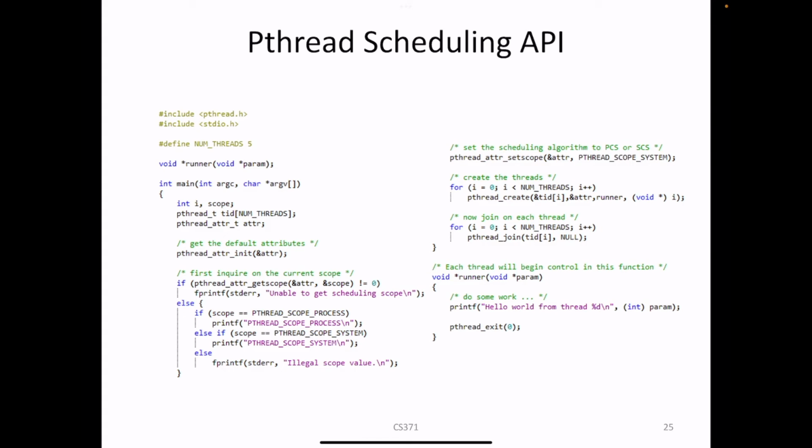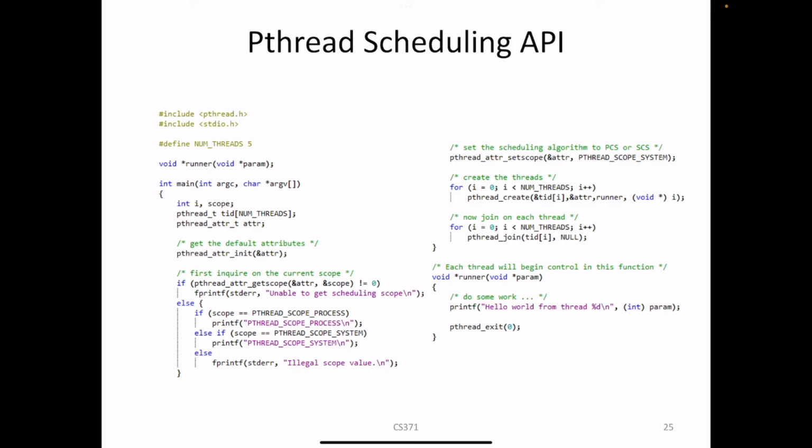Otherwise, something must have gone wrong. And then we use the pthread_attr_setscope function to set the Pthread attribute to PTHREAD_SCOPE_SYSTEM. Then you can use the attribute you just set to create threads. And the newly created threads can be scheduled by PTHREAD_SCOPE_SYSTEM in this example.